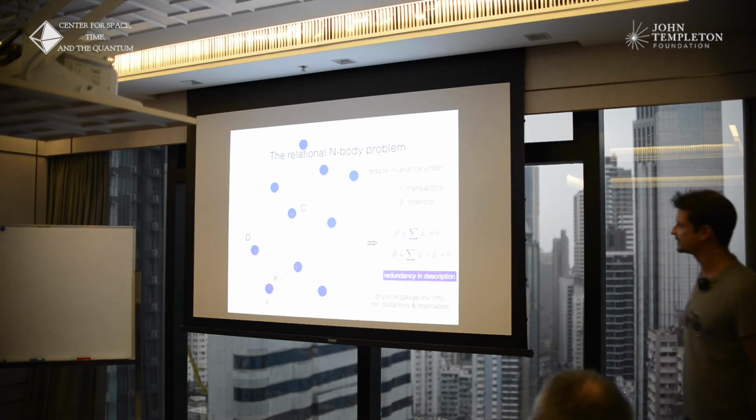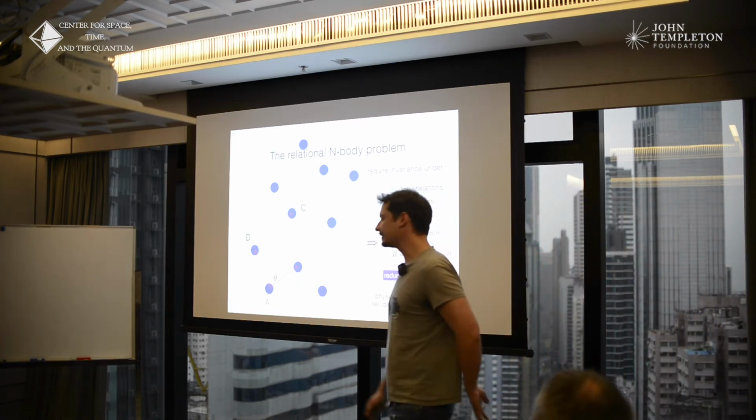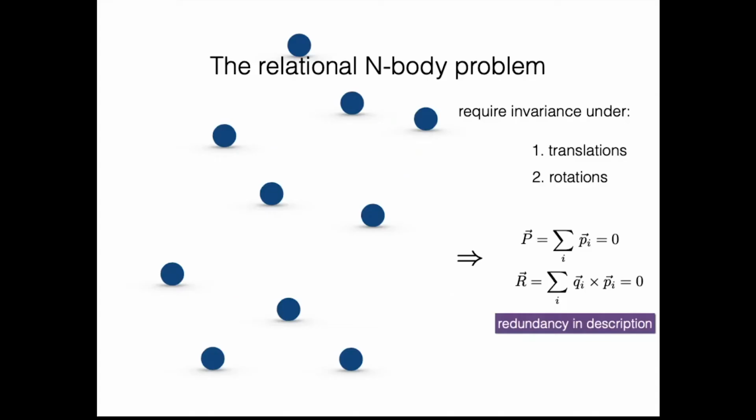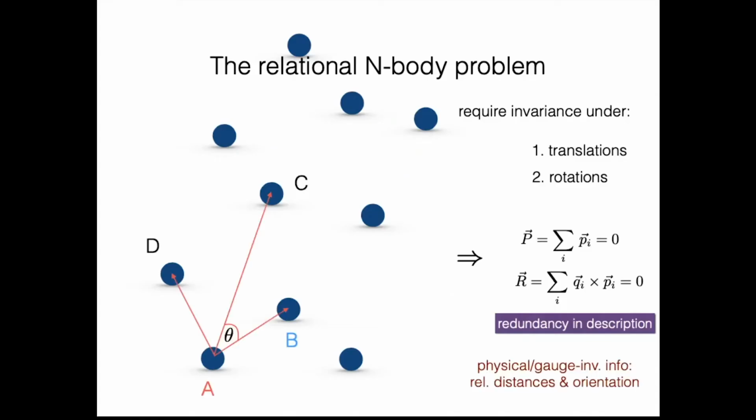Of course, if we have invariance under translations and global rotations, then all the relative distances are invariant under those, and also the relative orientations, like here. Now, there is however also a redundancy in the physical information, because once you know these two relative distances, then you will also know what that relative distance is, and so on.